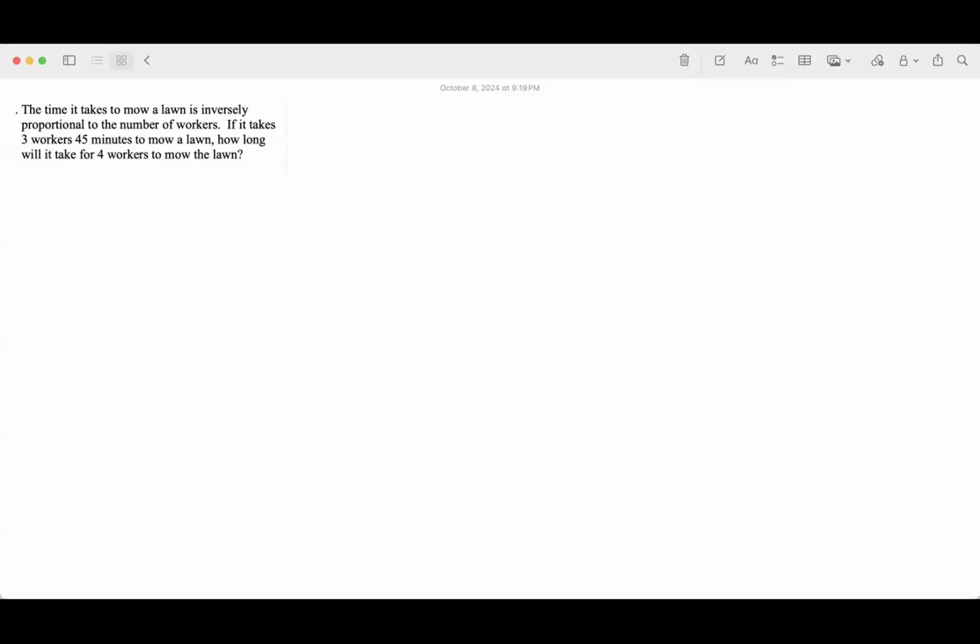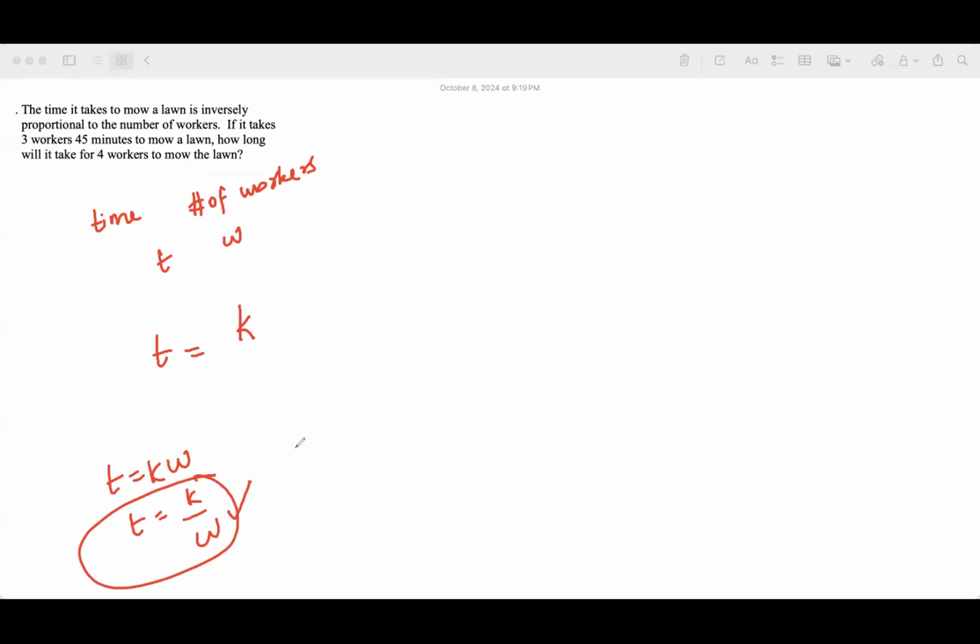See, there are two quantities. Anywhere there are going to be two quantities. One is the time taken. The other one is number of workers, right? So let me call that T and W. Inversely proportional means K is always there. I either write like this or I write like this. Here, inversely proportional means I have to choose this.